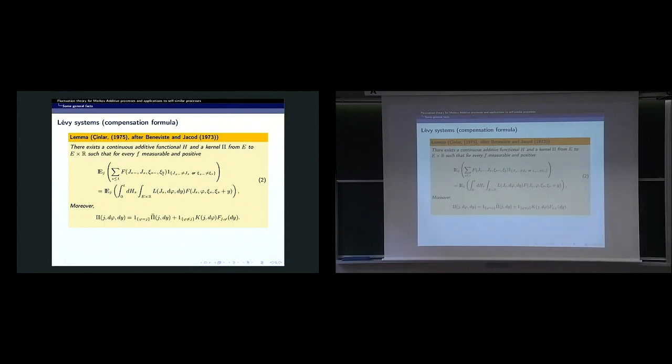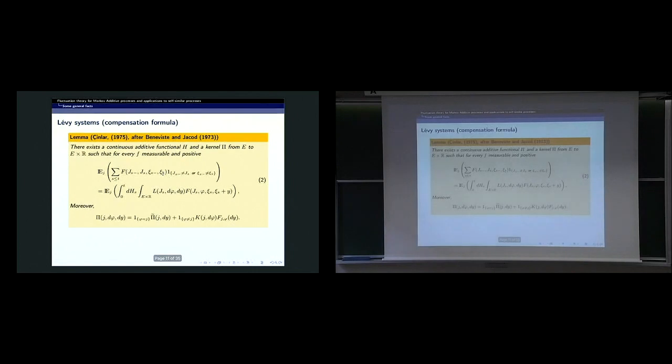So again, just use the classical compensation formula that you knew for Lévy processes, but add the dependence on the environment J. And there may be some rate that needs to be added.